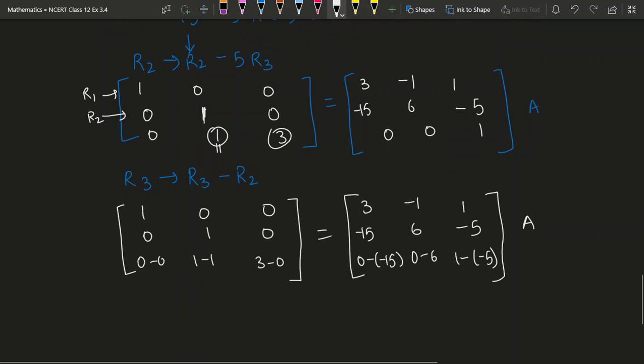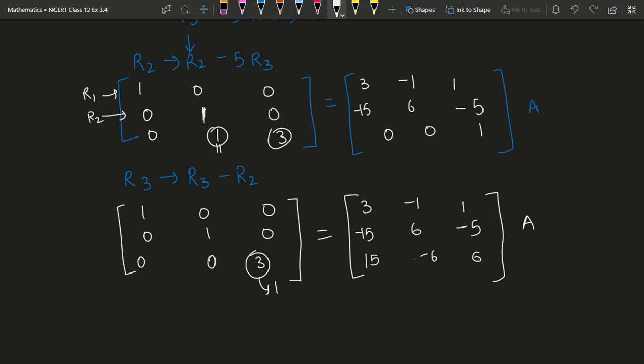If you compute these, 0 minus 0 gives you 0, 1 minus 1 gives you 0 again, that was the intent, and 3 minus 0 gives you 3. 0 minus negative 15 gives you 15, 0 minus 6 gives you negative 6, and 1 minus negative 5 gives you 1 plus 5, and that's equal to 6. And at last you want to convert this into 1. There are no other entries, so what you can do is a very simple transformation. You can take R3 and divide it by 3.